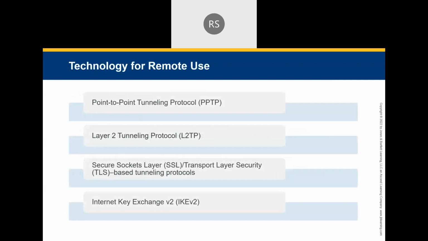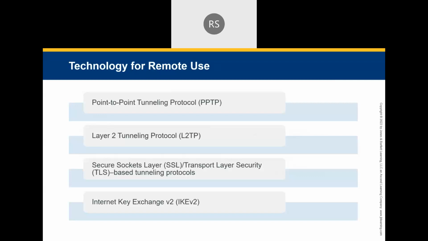So some of the technology that is used to facilitate secure remote access we'll look at now. First, we'll start off with the Point-to-Point Tunneling Protocol. This is one of the earliest tunneling protocols used for creating VPN connections. It's widely supported by different operating systems and devices. Now, while it does offer ease of setup and compatibility, its security is considered weaker compared to the other protocols.